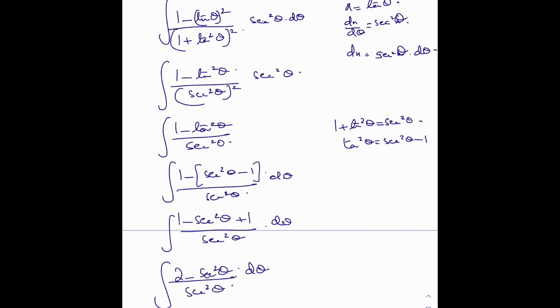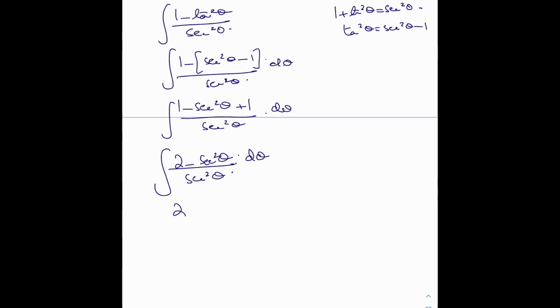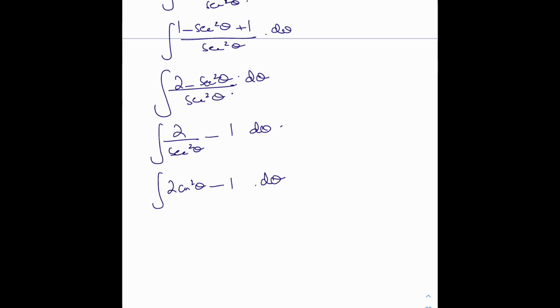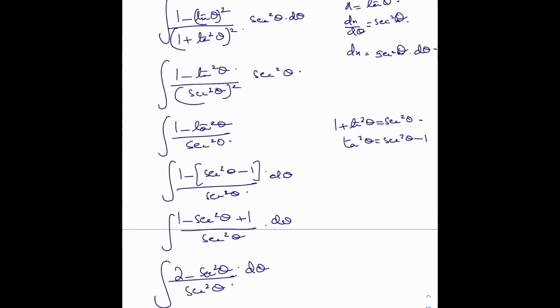You have to integrate this. If I put sec square theta in the denominator of both of them separately, I have got this. 2 upon sec square theta can be written as 2 cos square theta minus 1 dot d theta. We have the double angle identity, cos of 2 theta equals 2 cos square theta minus 1. So in place of 2 cos square theta minus 1, I can write cos of 2 theta. Now I'm going to start with the integration process. The integral of cos 2 theta is sine of 2 theta divided by 2, plus c.